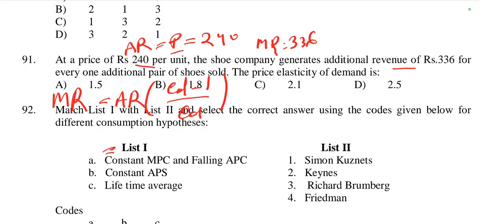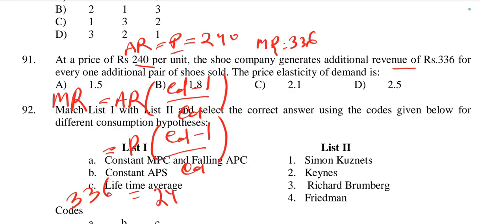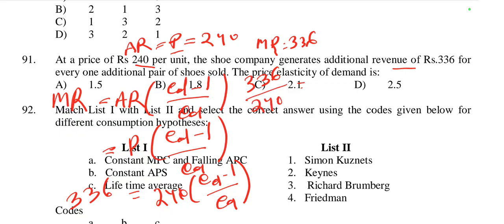MR is equal to AR. In place of AR we can write P. So MR = P (ED minus 1) by ED. So MR value is equal to 336, which is equal to 240 into (ED minus 1) by ED. If you substitute this value, we can write 336 by 240 is equal to (ED minus 1) by ED.